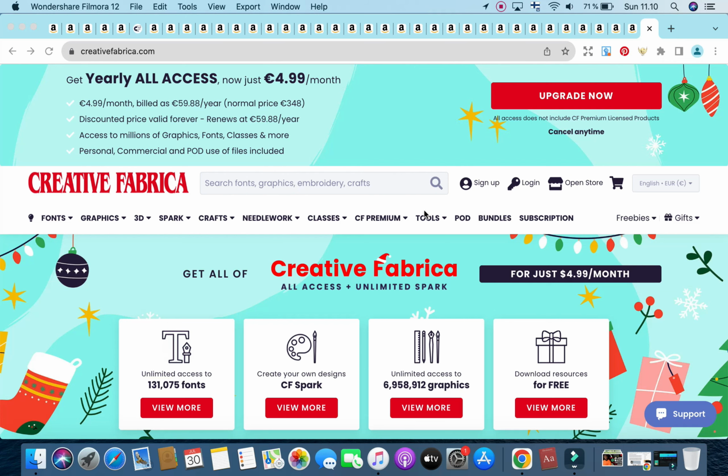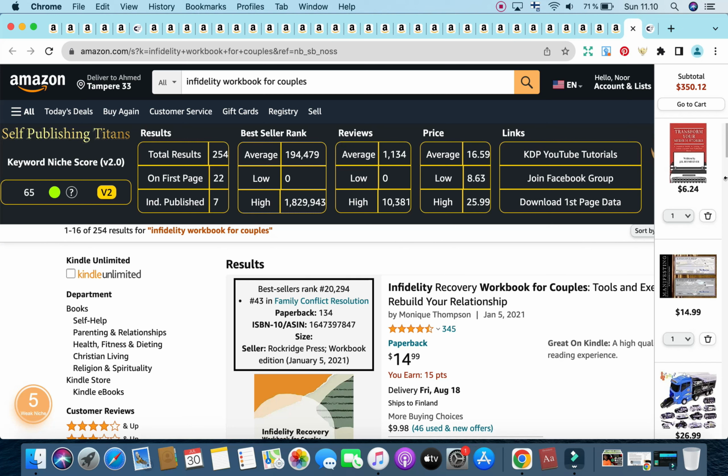Now let's get started with our first keyword for the day, and our first keyword for the day is Infidelity Workbook for Couples. Now the keyword Infidelity Workbook for Couples has a great potential, and all the data indicate its profitability. First of all, we have a keyword niche score of 65 by Self-Publishing Titan's Chrome extension, and it gives us all this beautiful data at the top bar right here.